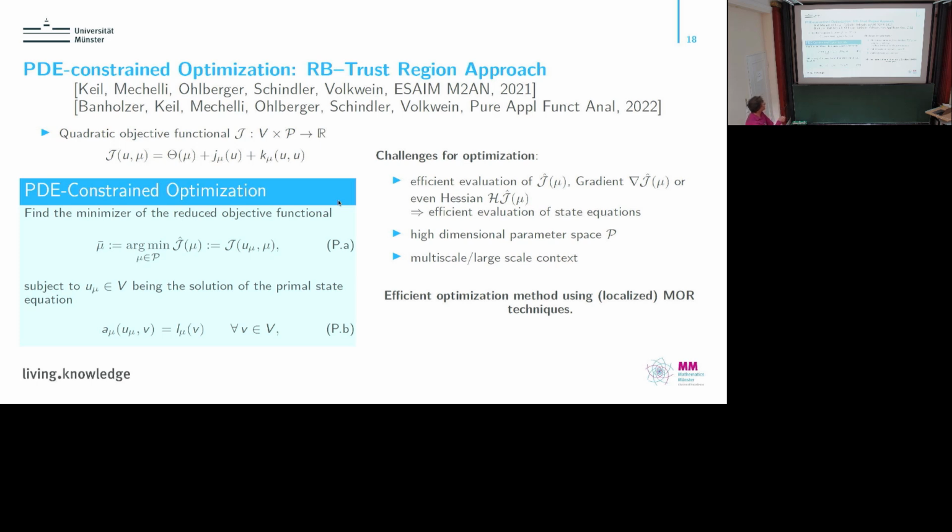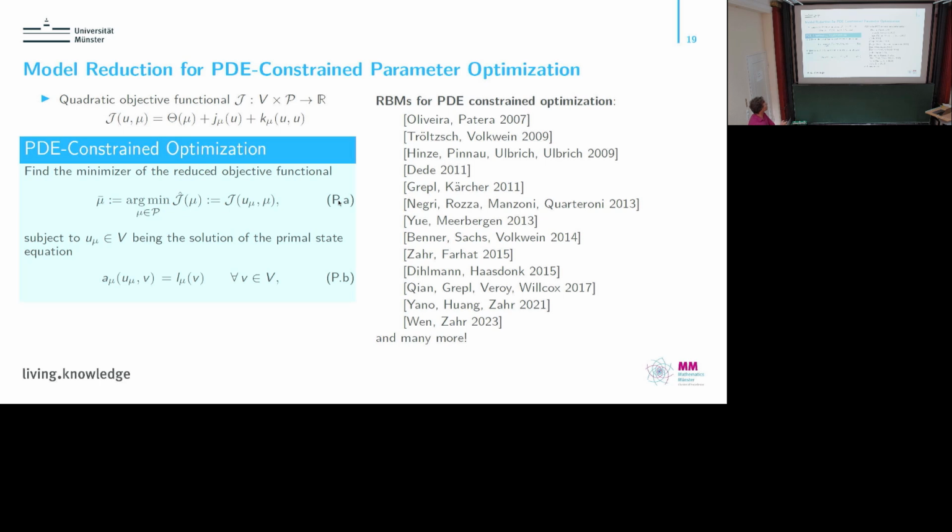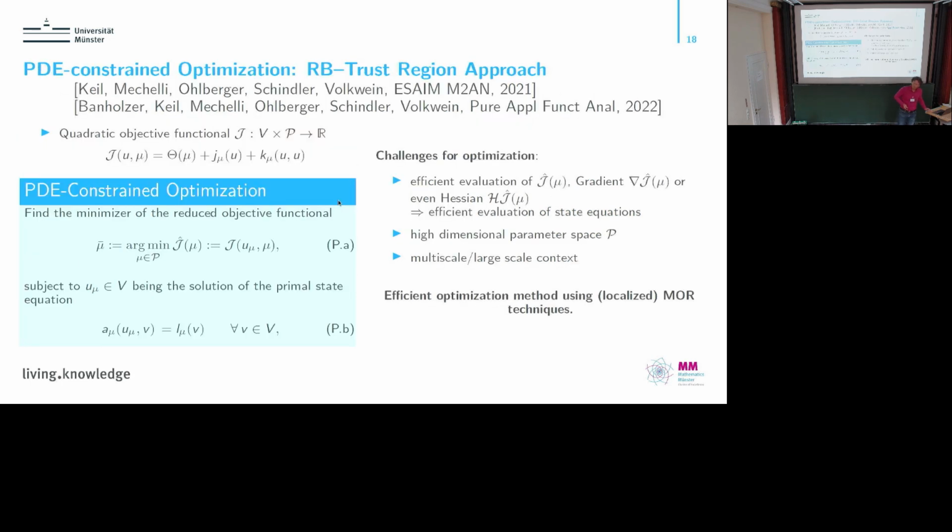And if you want to minimize such a problem, then of course you rely on classical optimization solvers. And these optimization solvers are typically descent methods, either gradient descent methods or Newton methods where you use Hessian information. So what you need is that you should be able to evaluate, first of all, this functional, then the gradient of the functional with respect to the parameters, and also possibly the Hessian with respect to the parameters.